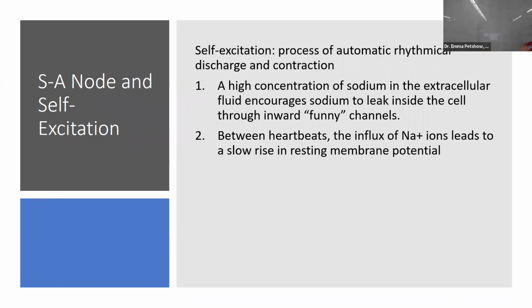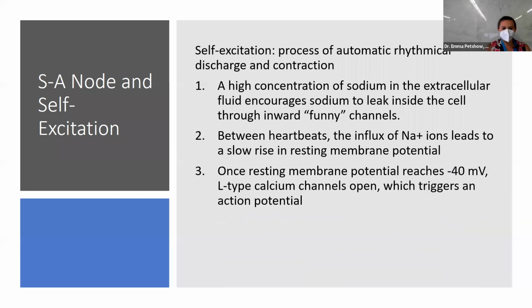Between heartbeats, the influx of sodium ions leads to a slow rise in resting membrane potential. We're not having a fast sodium channel open and pushing a bunch of sodium in. It's just slowly leaking down its concentration gradient. Once that resting membrane potential reaches about negative 40 millivolts, starting at about negative 60, so once it increases by 20 millivolts, it's charged. That's going to trigger L-type calcium channels to open, which triggers the action potential. The slow funny influx of sodium does that. Once we hit negative 40, our L-type calcium channels can open. We have a huge influx of positivity, which causes that normal depolarization that we're used to seeing.